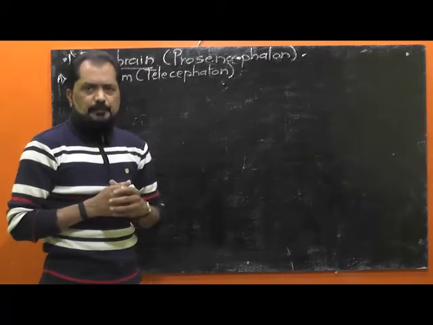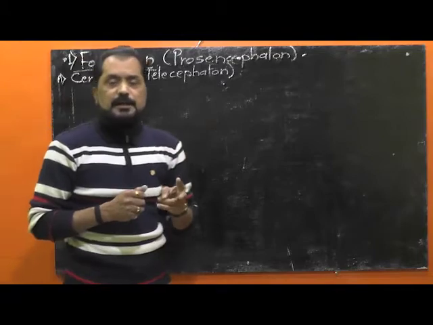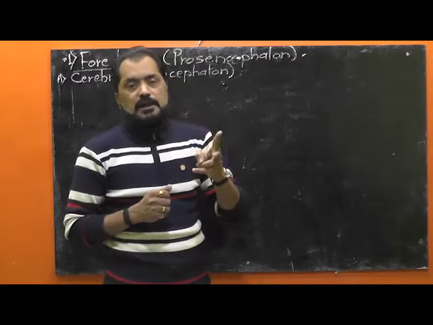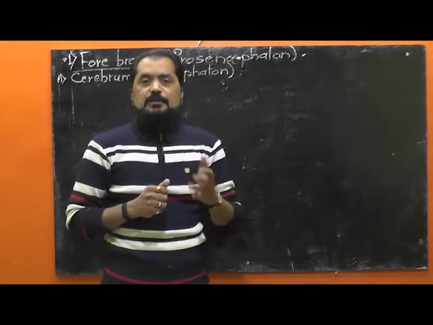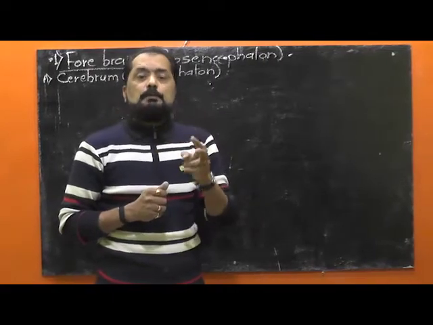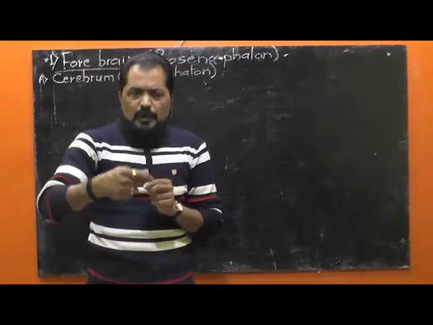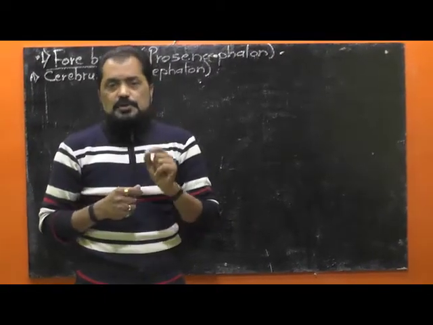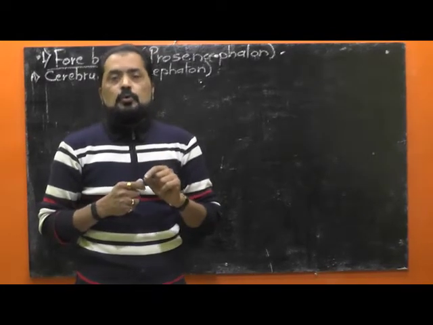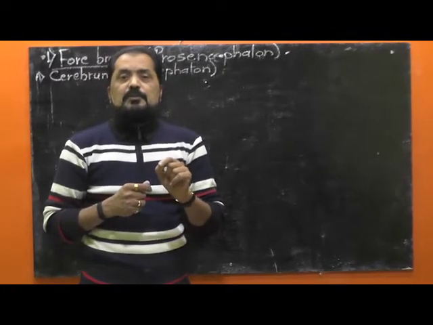Now this cerebrum is partially divided into two identical halves. It is partially divided into two equal parts by means of a median or longitudinal groove known as the sagittal fissure.